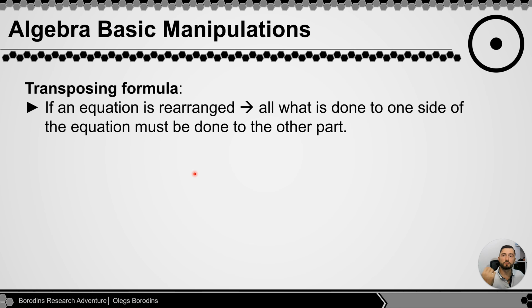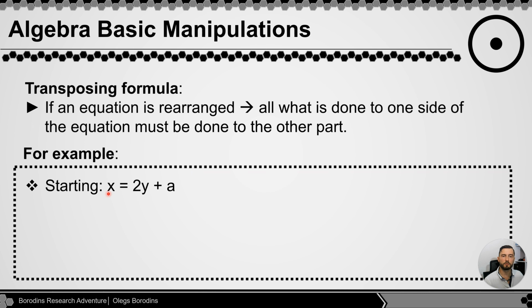If an equation is rearranged, all that is done to one part needs to be done to the other part of the equation. So in this example, where we start with x equal to y plus a and we want to remove a, we need to do the same thing to one part and to the other part, and we'll get something like this: x minus a equal to y plus a minus a. So this is subtracted and we're left with x minus a equal to y.